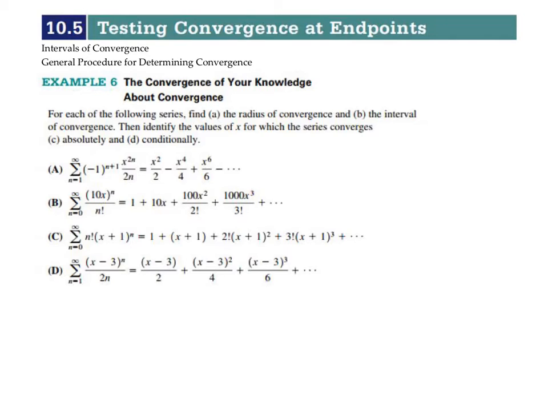Anyway, here are 4 series. We want to find the radius of convergence and the interval of convergence, and then we want to identify the values of x for which the series converges absolutely and conditionally. And we'll look at these one at a time, starting with A.